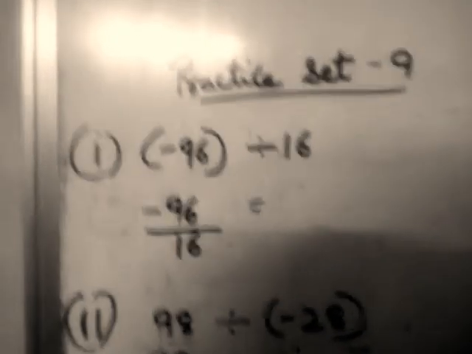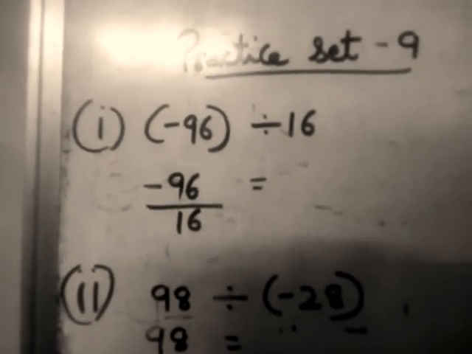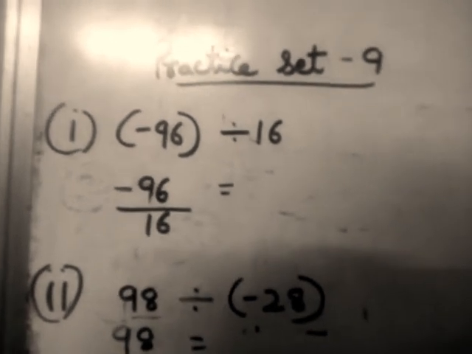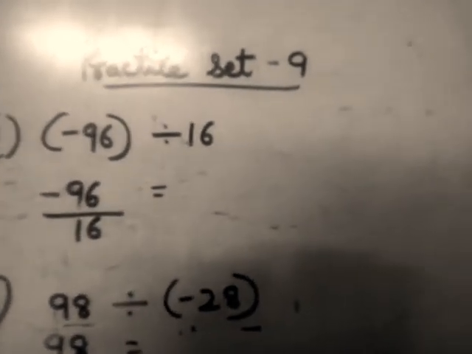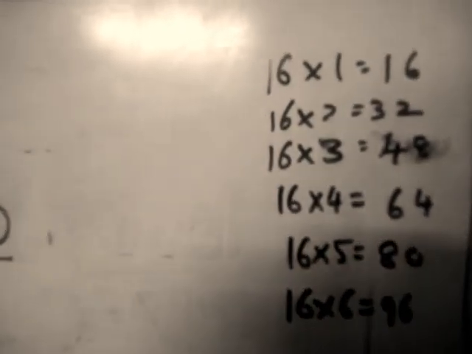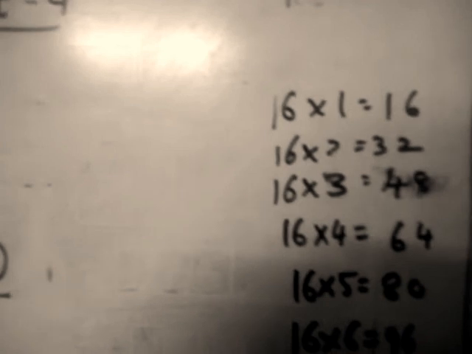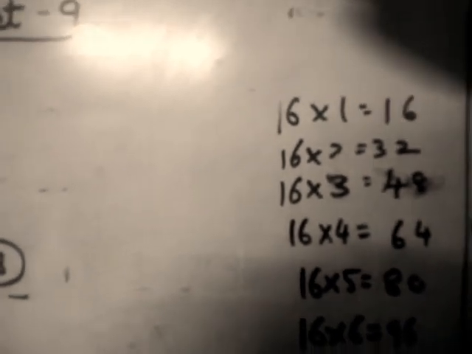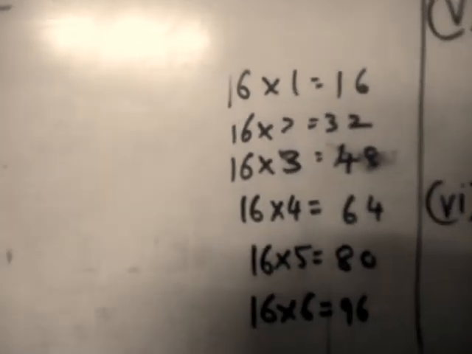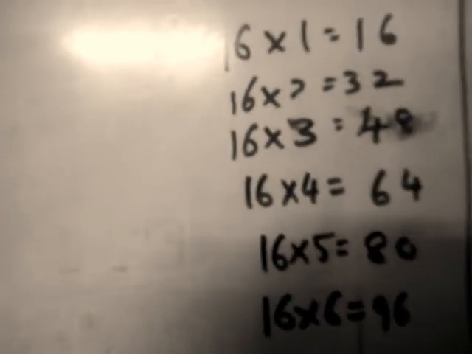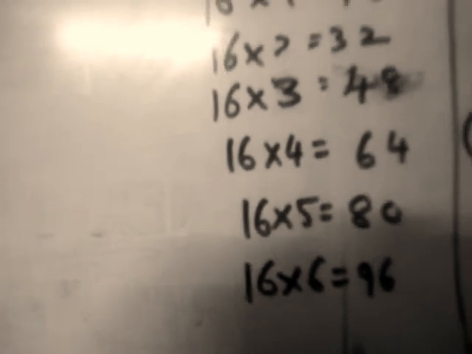Now let us begin practice set 9. Minus 96 divided by 16. First one, sum C: minus 96 upon 16. If you don't know the 16 table, look here. On the right side, draw a straight line with pencil and ruler, and write the table if you don't know it. 16 sixes are 96. So you write 16 multiplied by 6.